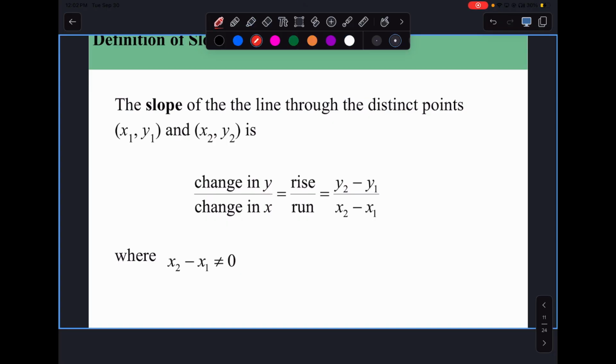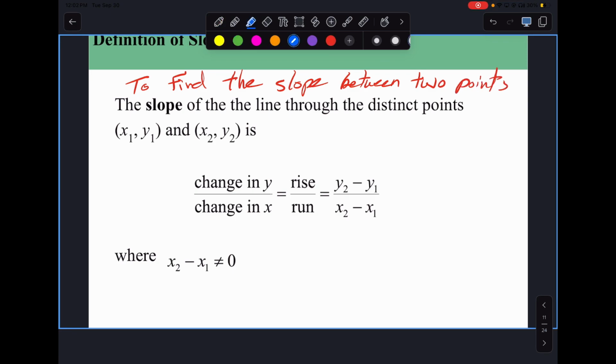And I'm going to add a little note up here at the top to find the slope between 2 points. Okay, we need to identify those points as this and this. So we have x1 and y1, and then x2 and y2. This should be familiar.